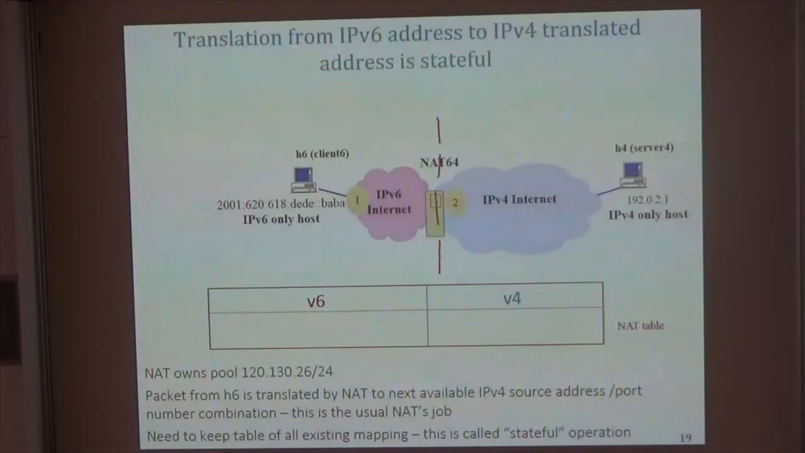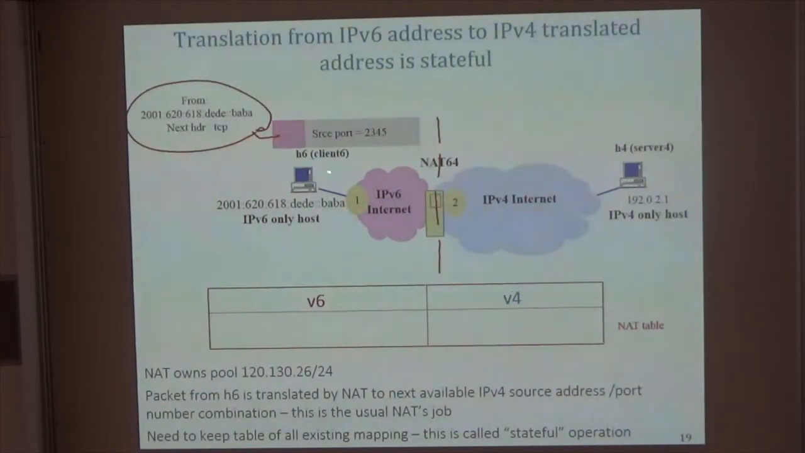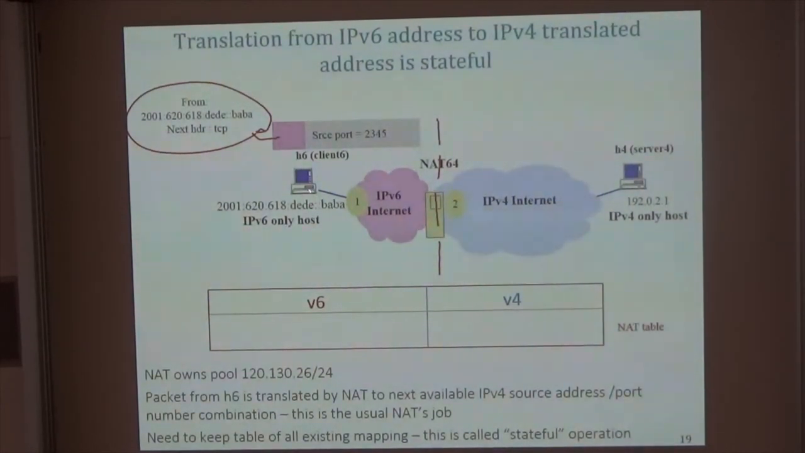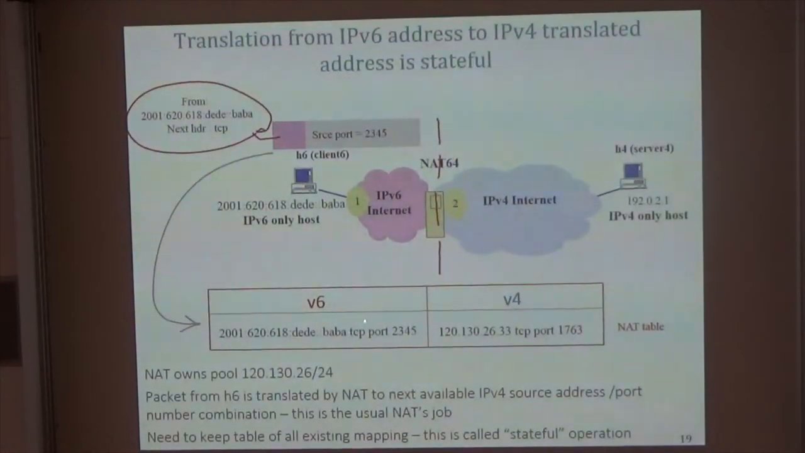Now, one of the address translations is as usual: translation from the IPv6 address to the IPv4 translated address. So the IPv4 translated address is this one here. How is it done? So let's see an example. Here, this client sends a packet to this guy. So the source address is the IPv6 address of this guy. Now, when this is the address of H6, when it will be visible to H4, it will be something like this, an IPv4 address, which belongs to the block of addresses here.